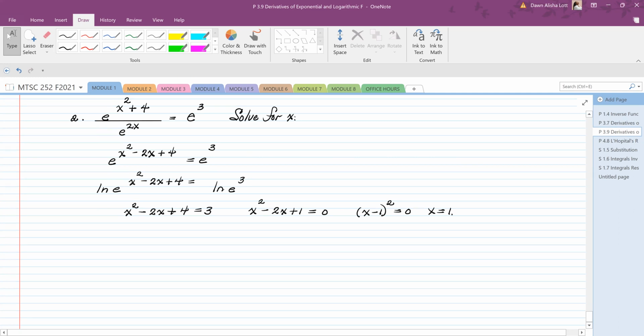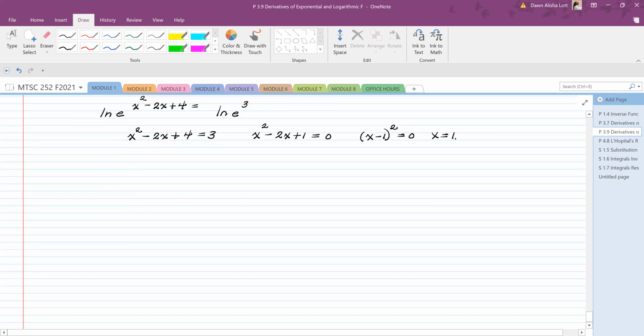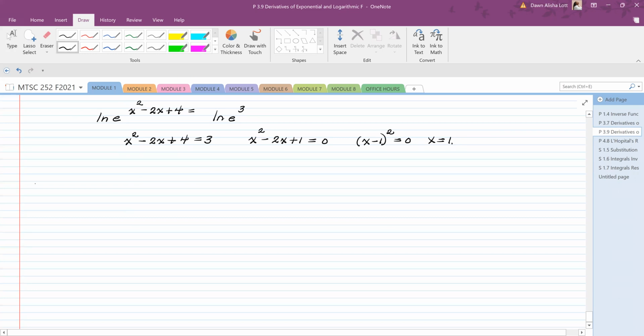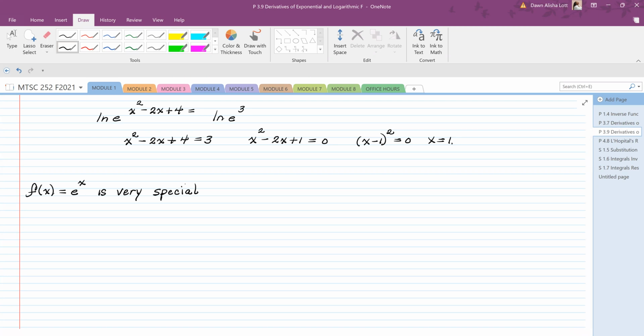Now, here's the thing. Exponential is a special function. So f of x equal to e to the x is very special. It is the only function that exists whose derivative is equal to itself. It's the only function whose derivative is equal to itself. Okay?